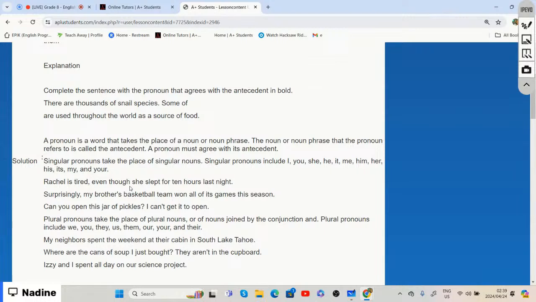And then we have plural pronouns that take the place of a plural noun or nouns that are joined by the conjunction and. Plural pronouns include words like we, you, they, us, them, our, your, and their.